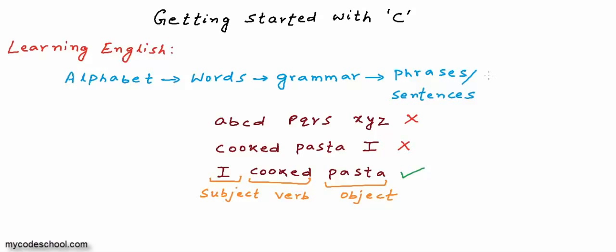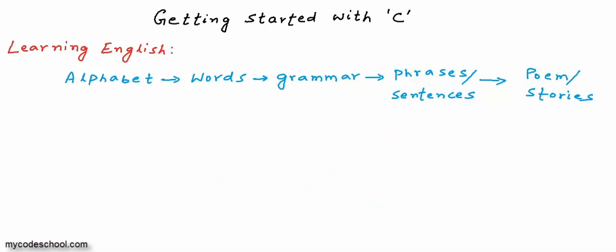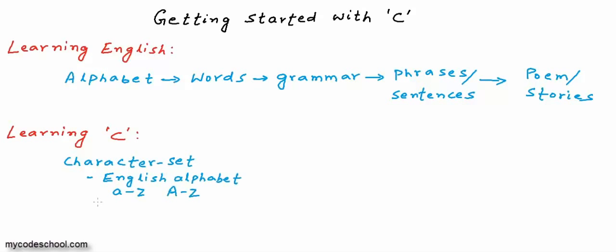Once we know how to construct phrases and sentences, then we can write paragraphs, we can write poems, we can write stories, we can do so many things. Now, to be able to learn and write a program in C or maybe any other programming language, the first thing that we need to know is the character set that we can use to write that language. In C, we can use English alphabet. We can use both uppercase and lowercase letters. Things will be case sensitive.